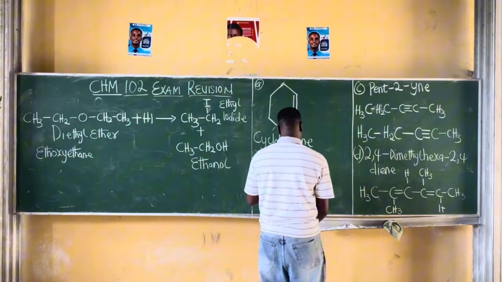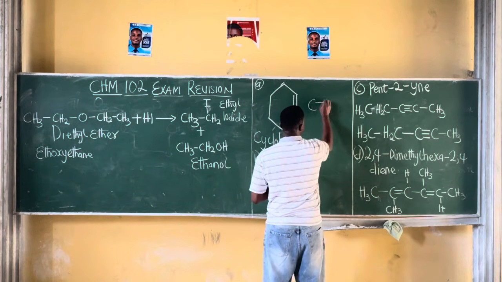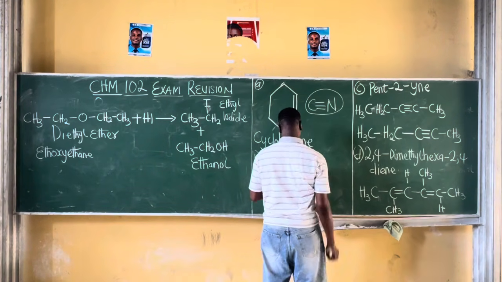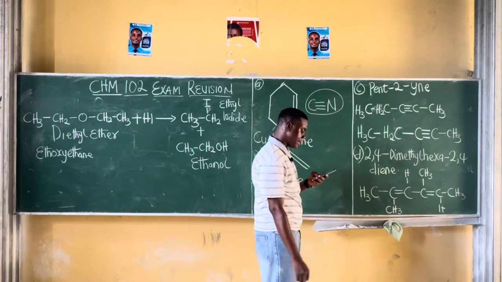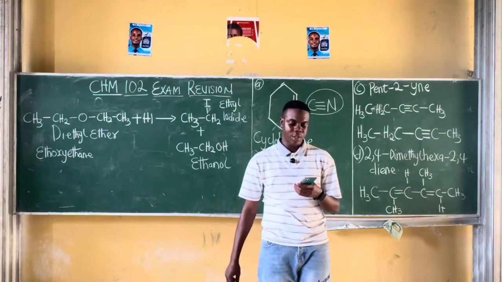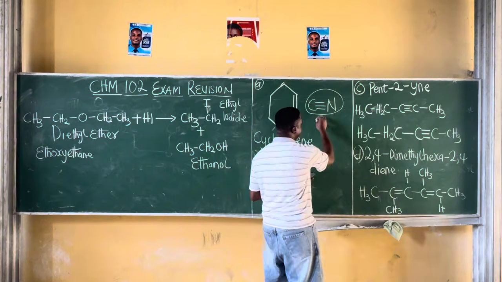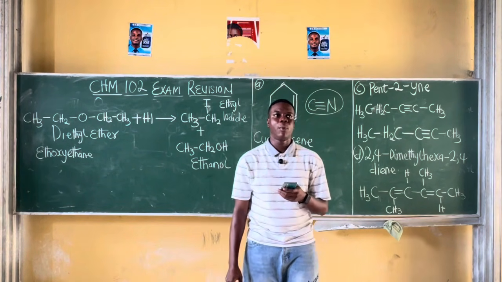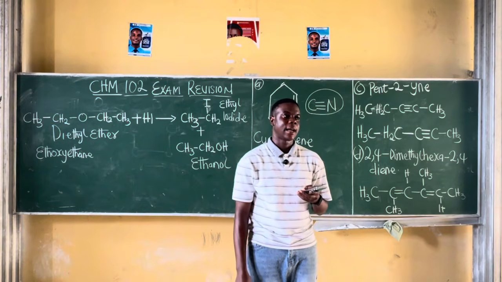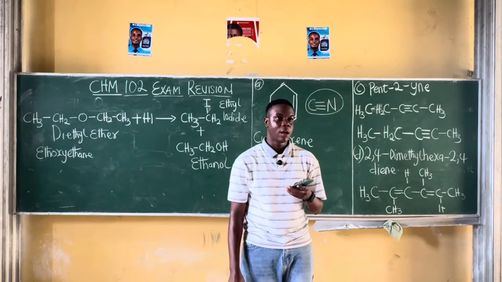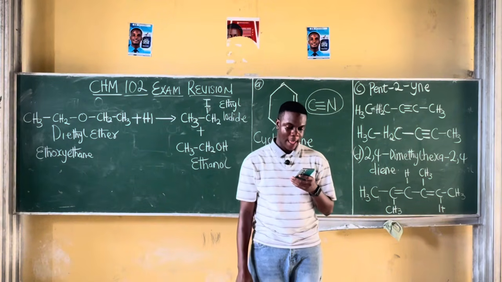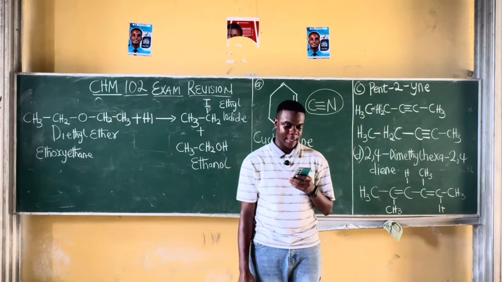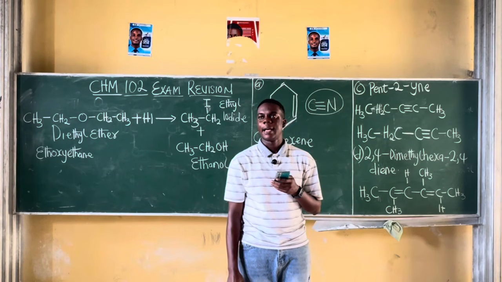Now, what are the nitriles? This is what represents the nitriles, a carbon with a triple bond to nitrogen. So the answer there is carboxylic acids. Can you see carboxylic acid there? Okay, that is the answer. Acid catalyzed hydrolysis of nitriles produces carboxylic acids.